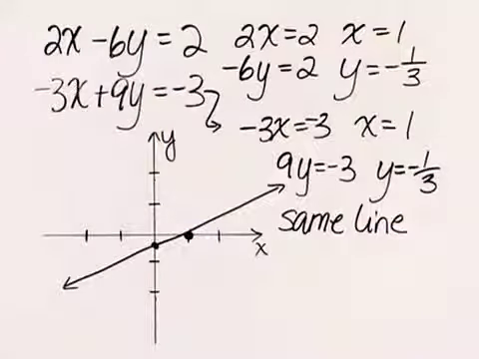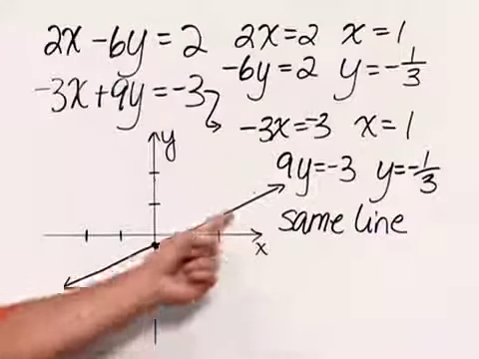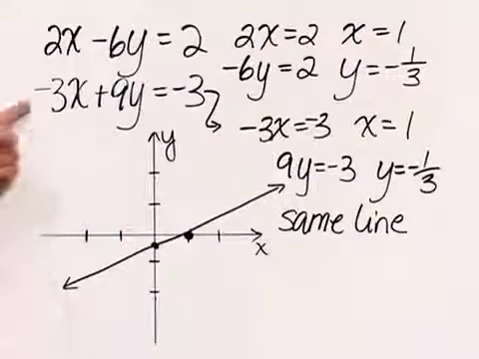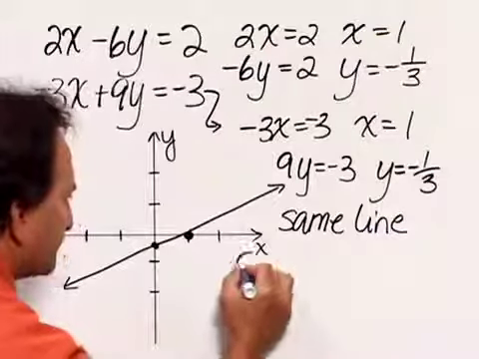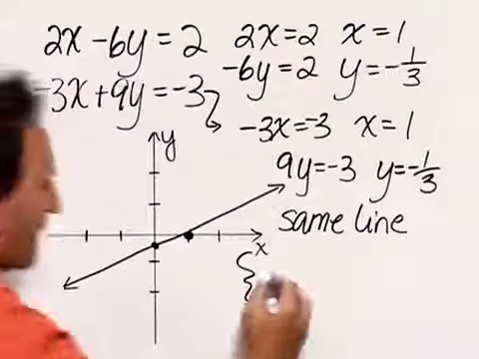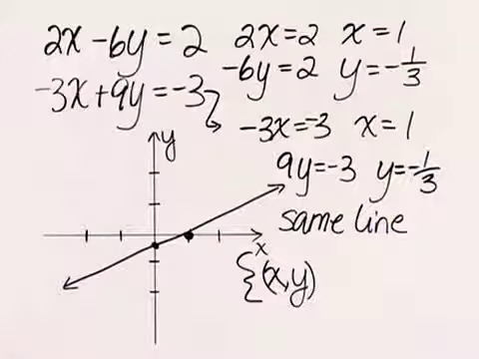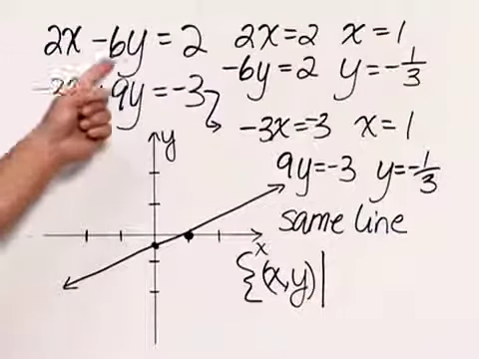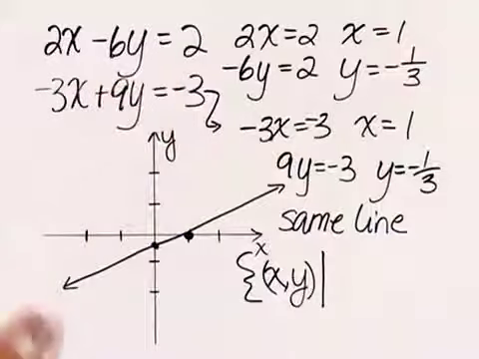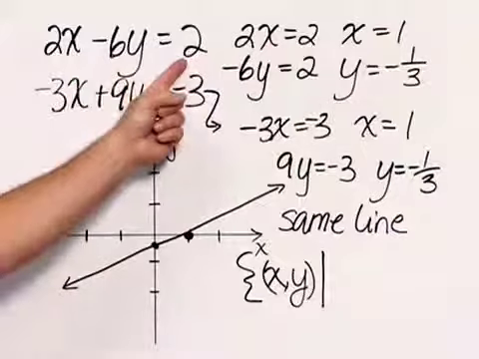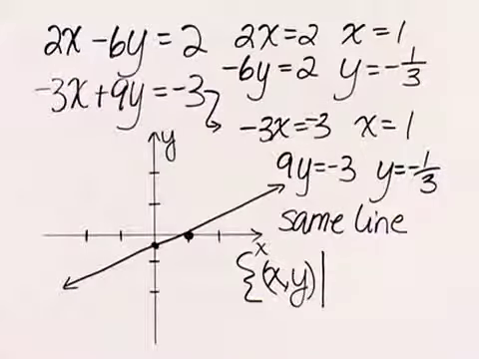In this particular case, that means every solution that works for the first equation will also work for the second equation. So the way we write that solution is x comma y as an ordered pair, such that, and we just need to take one of these equations and write it there. Now, notice in this equation, we could divide each of the sides by 2.